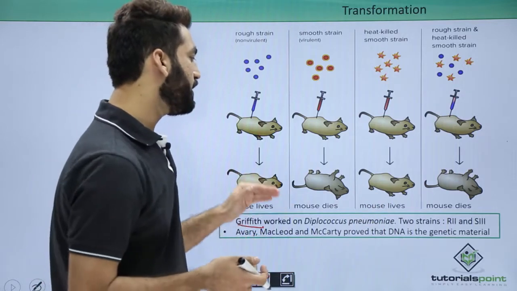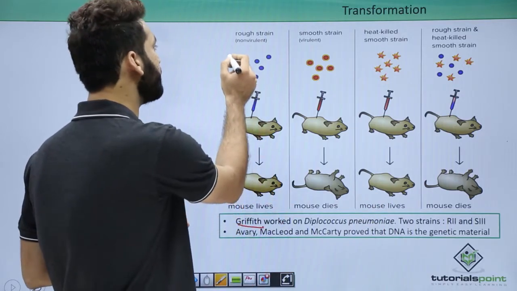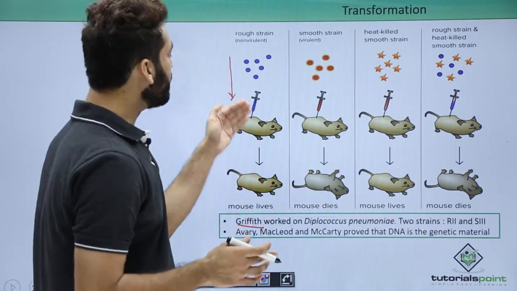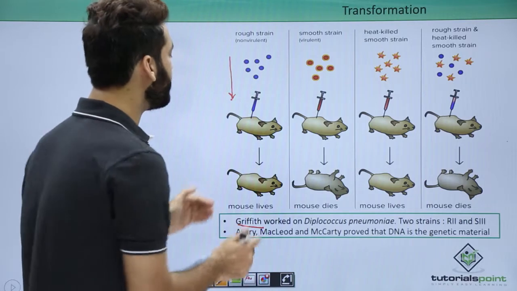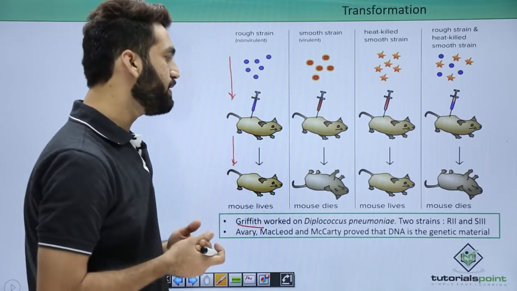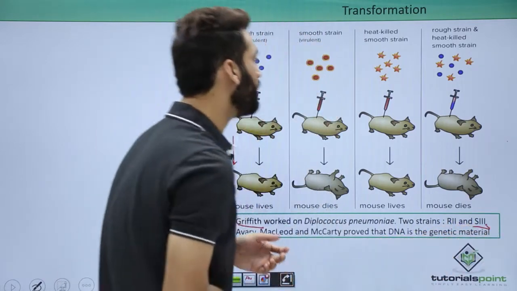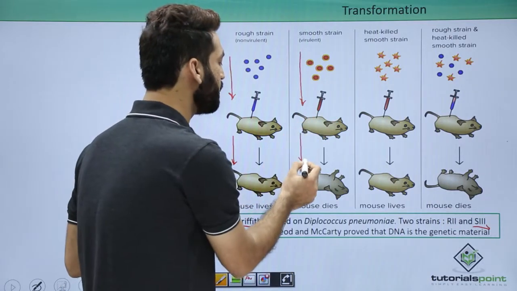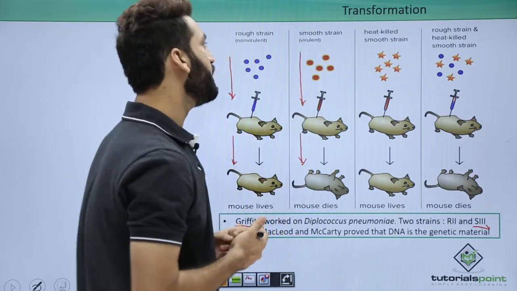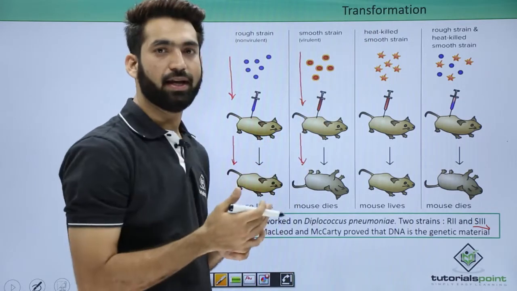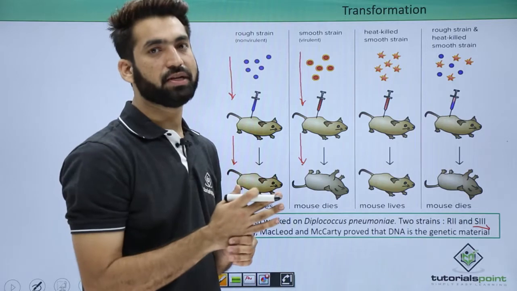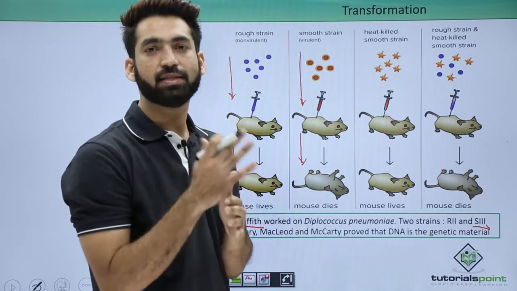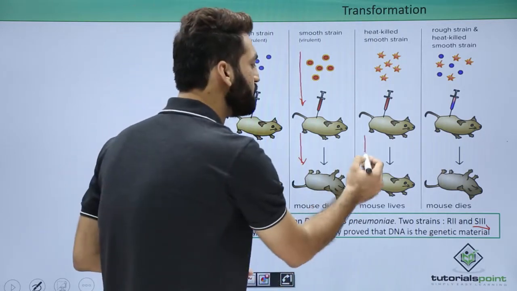Now what he did is, Griffith, first of all, injected the R2 strain into the mice. R2, I've already told you, is non-virulent. So when he injected the non-virulent strain, the mice was alive. But in the second experiment, he took the S3 strain and gave it to the mice. S3 causes the infection and the mice died. What did he do in the third experiment? He heat killed the S3 strain. When he gave this heat killed S3 strain to the mice, the toxic proteins were damaged, and the mice was alive.